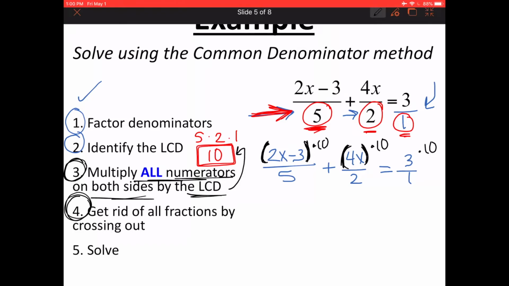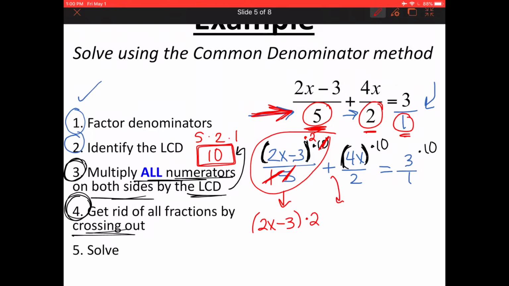Now let's go to step 4. Get rid of the fractions by crossing out. Remember, the whole point is to get rid of these fractions. Operating with fractions is not very fun. So let's go ahead and cross out. In my first fraction, 10 over 5 can become 2 over 1. So I now have times 2 over 1. And remember, the 1 can be crossed out because it can be invisible. So this fraction, I now really have 2x minus 3 times 2.